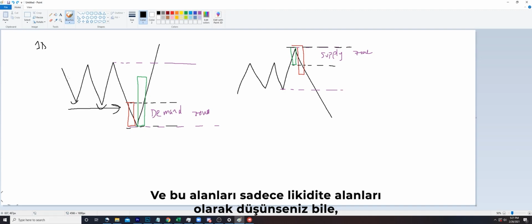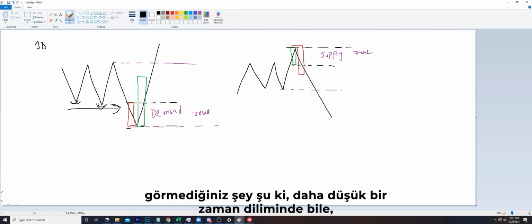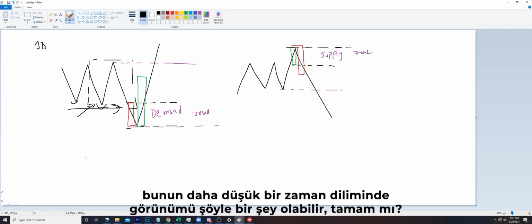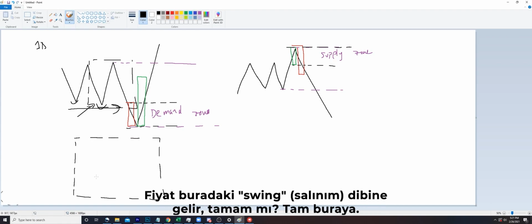And always remember that even if you see this on one time frame, and you only think about these areas as being the areas of liquidity, what you're not seeing is that even on a lower time frame, for instance, inside of this area here, if we were to draw that area out here, the way this would look on a lower time frame could be something of this sort, right?